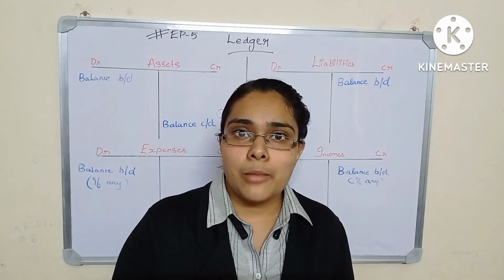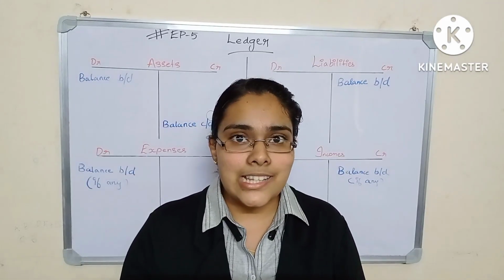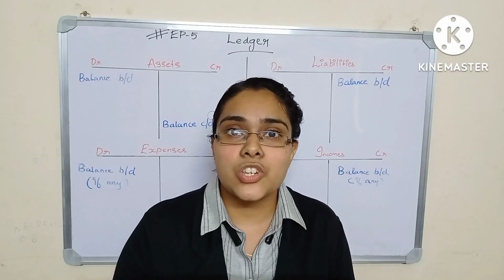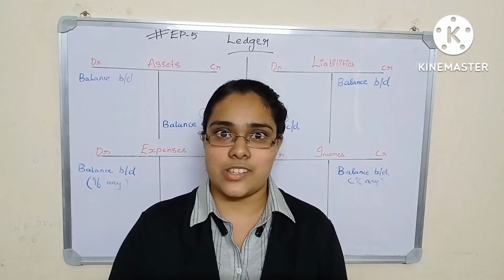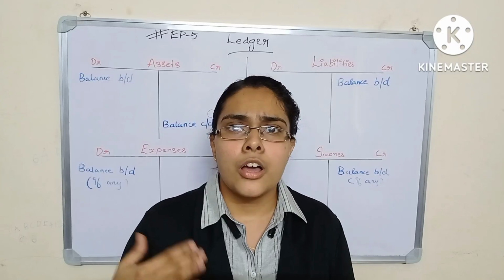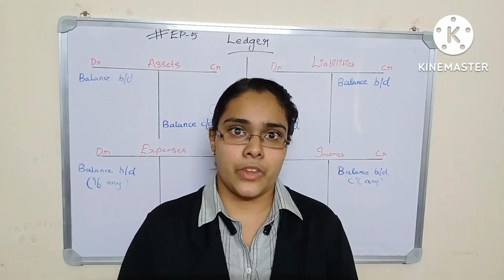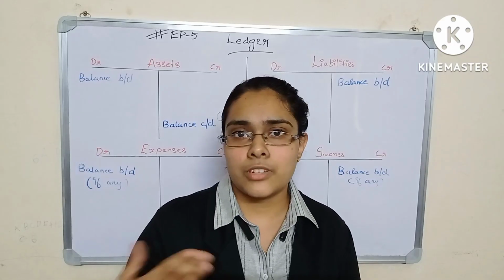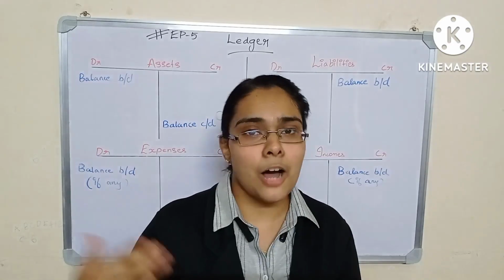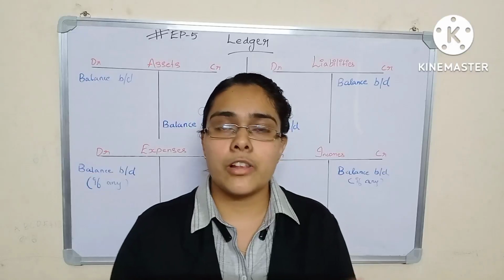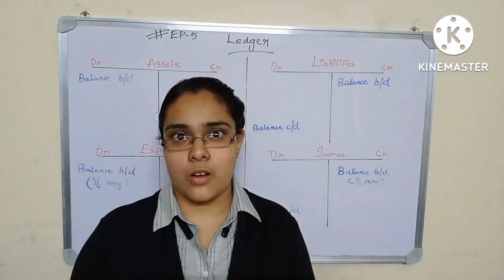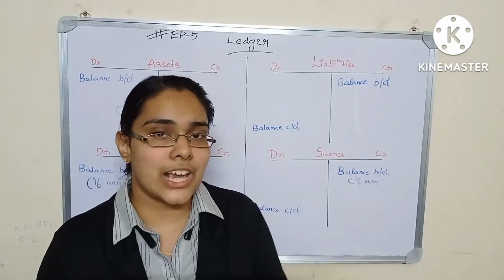Then after the trial balance, we come to the final stage, that is the preparation of financial statements, which consist of the trading account, profit and loss account, and balance sheet. We will discuss each of them in the coming sessions. For now, we will be discussing ledger accounts. So let us quickly move on to the session.